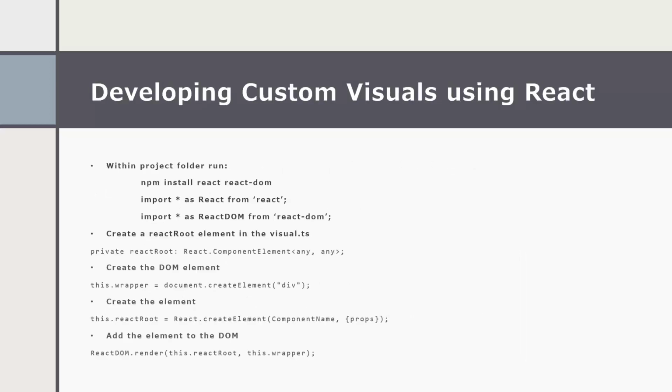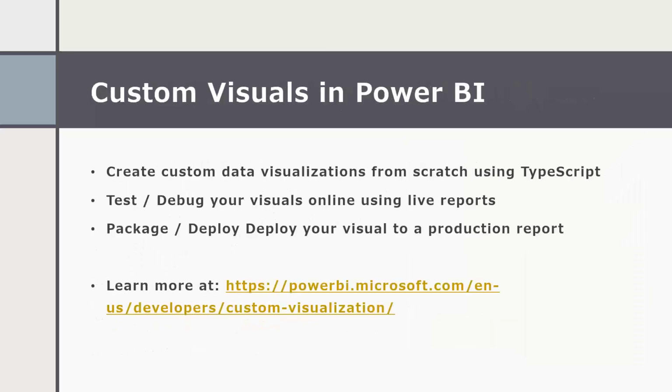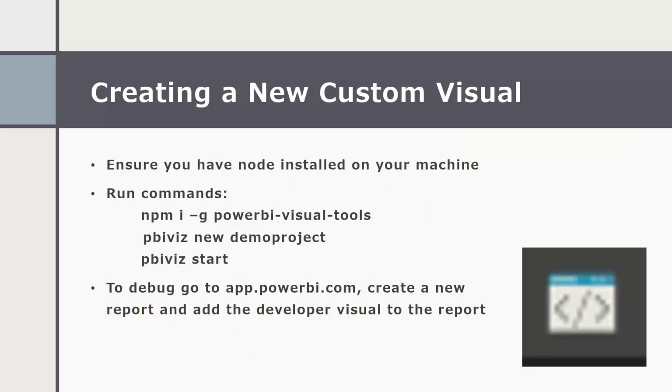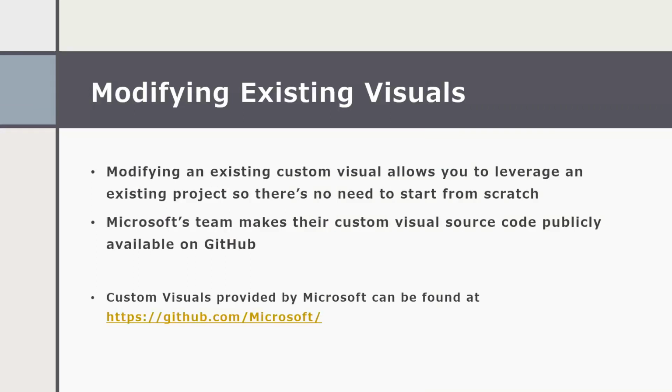To get started, we will go over creating a custom visual from scratch, and we can also touch base on getting existing visuals from GitHub. So I'll just cover getting existing visuals from GitHub first, and then we'll dive into creating from scratch.